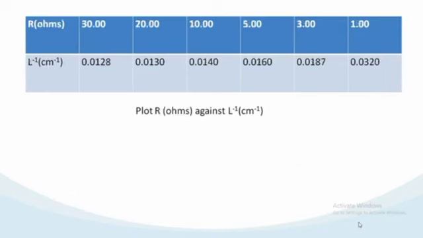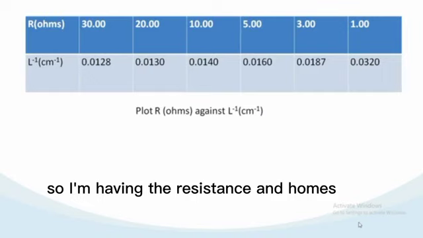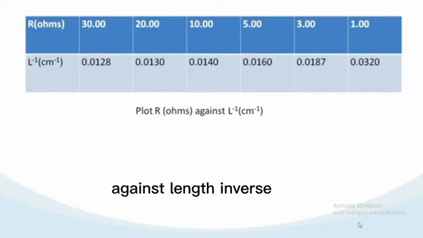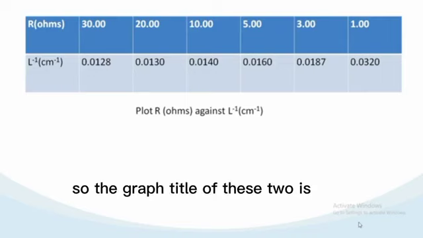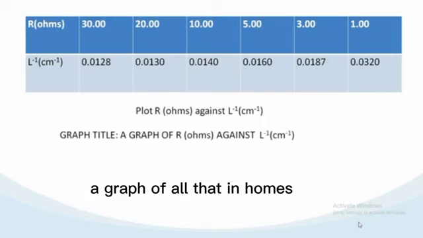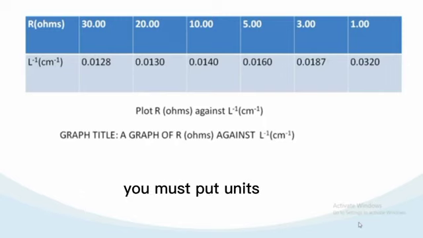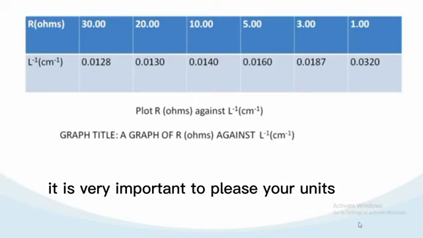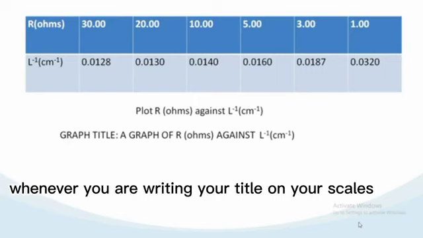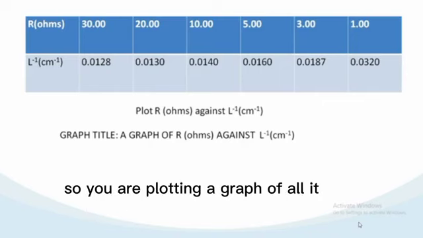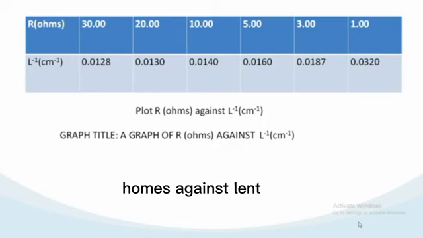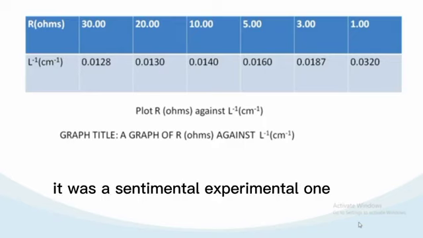Okay, the next table. I'm having resistance in ohms against length inverse. The values of the resistance are 30, 20, 10, 5, 3, and 1. So the graph title of this is a graph of R in ohms. You must put units. It's very important to place your units whenever you're writing your title or your scale. Units are very paramount. So we are plotting a graph of R in ohms against length inverse in centimeters per minus 1.